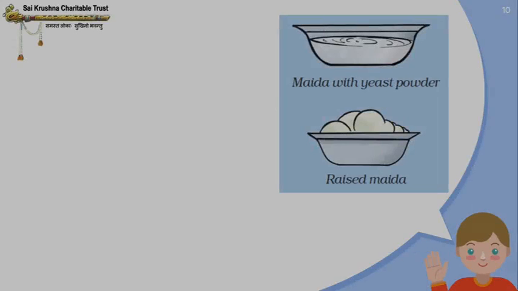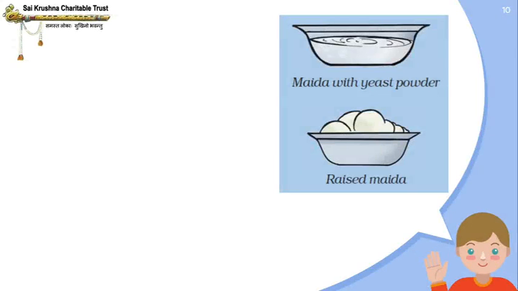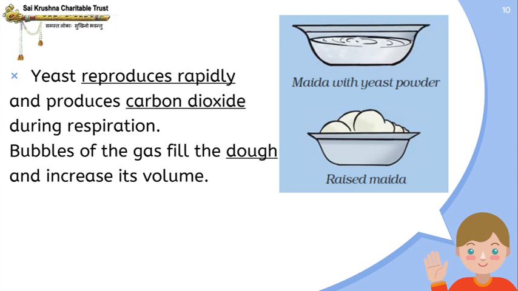Now we saw that when maida was mixed with water and yeast powder was added to this, the maida raised. Why did this happen? This is because yeast reproduces rapidly and produces carbon dioxide during respiration. Bubbles of the gas fill the dough and increase its volume. So when we add yeast to this maida and water mixture, it reproduces rapidly and produces carbon dioxide. These bubbles of the gas fill the dough and increase its volume. That's why the maida is raised.